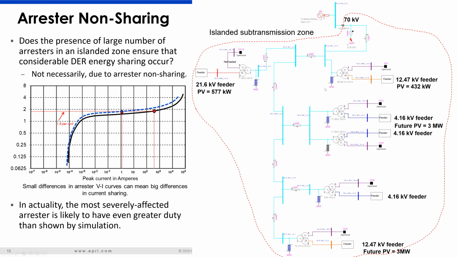Another important thing is regarding the sharing of arrestors. You see here, we have multiple arrestors in parallel in the subtransmission zone. And the question is, can these arrestors share the overall energy caused by the overvoltage? And basically the answer is not necessarily. In simulations, because we use identical VI curves for all these arrestors, we may see good sharing between arrestors, but this is not what happens in reality, because there may be a small difference in VI characteristics because of the different service experience.